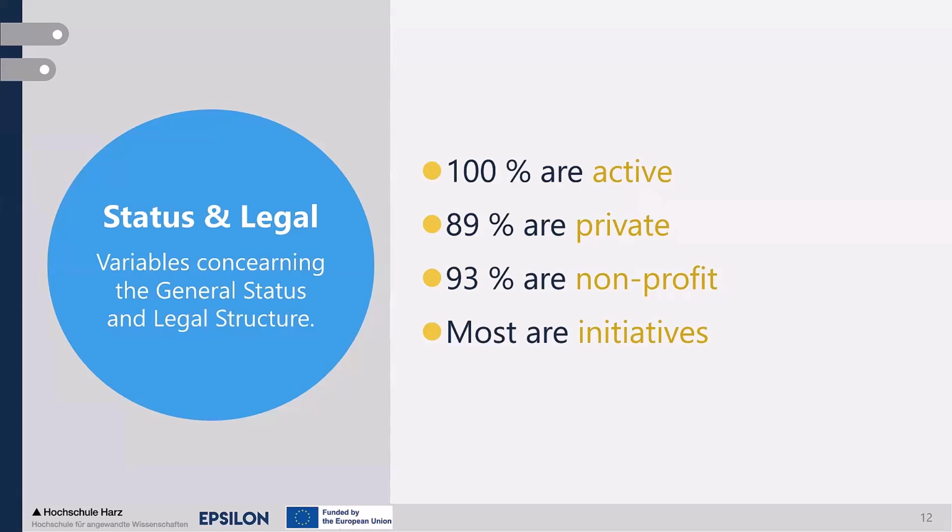Moreover, 93% were declared as non-profit. So that means the idea of providing social data science to organizations that cannot afford a professional data scientist is, in 93% of the cases, a non-profit initiative. And these are basically the main findings from our survey to provide a better picture of how social data science is organized in Europe.